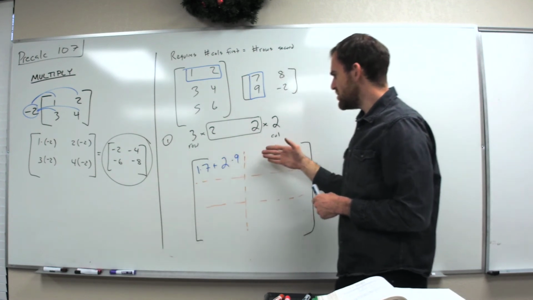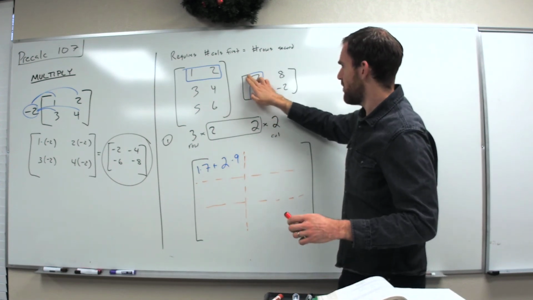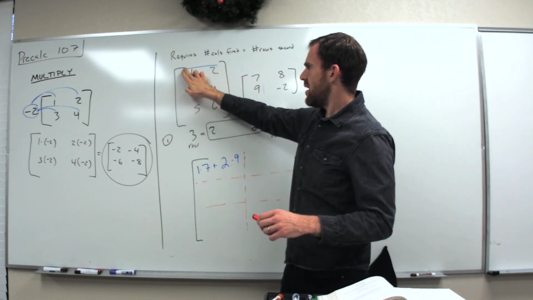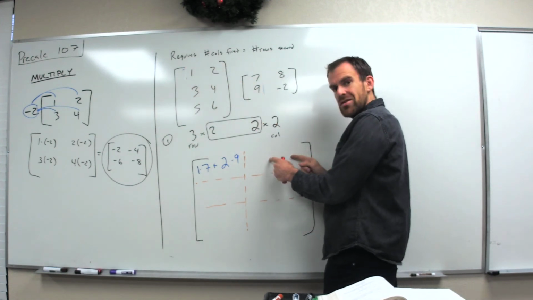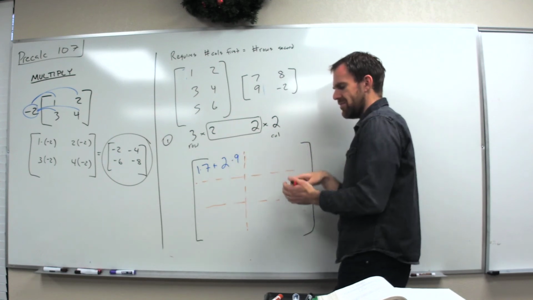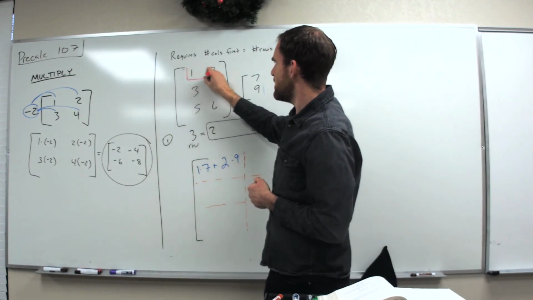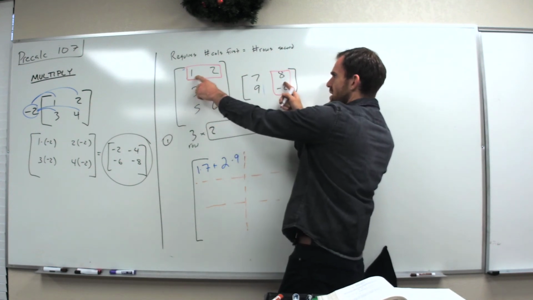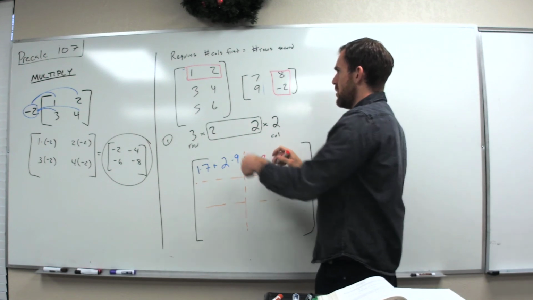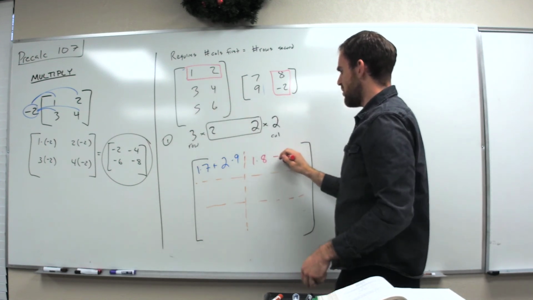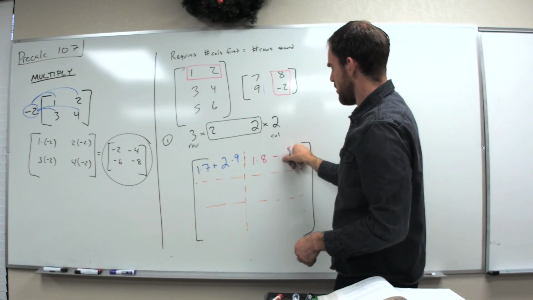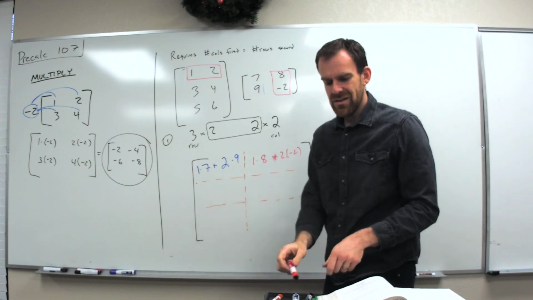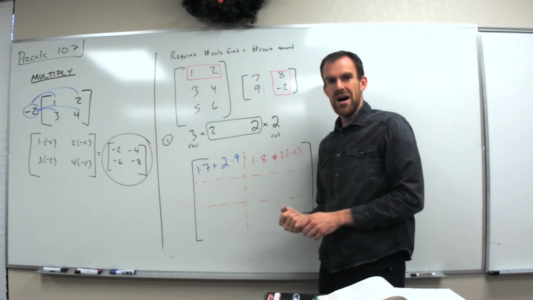So now I'm going to move on to this spot here. I'll use a different color. This spot is on this matrix in the first row, second column. So I'm going to take the first row of this one and the second column of this one and multiply it. So that is 1 times 8 plus 2 times negative 2. And the process will continue until all of these boxes are filled.